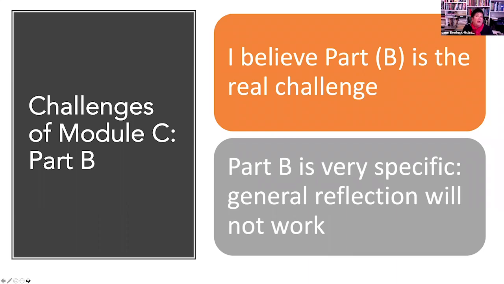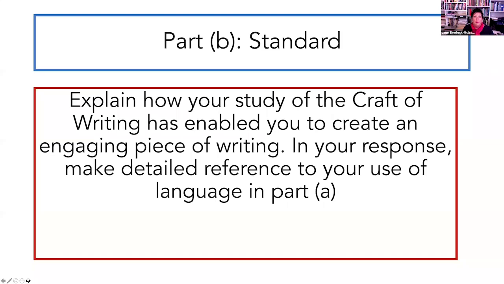It's not a reflection so much as an analysis of your own writing, as a justification of the choices that you have been making. So have a look at this question. How, in what ways? I always said this as a marker myself. You look at that word how, in what ways? So it can be the ideas, the devices, the language, the structure, the point of view, the tone. How has that study of your craft of writing enabled you to create an engaging piece?